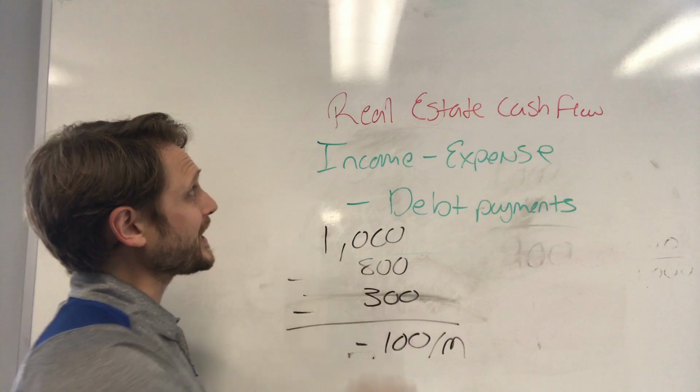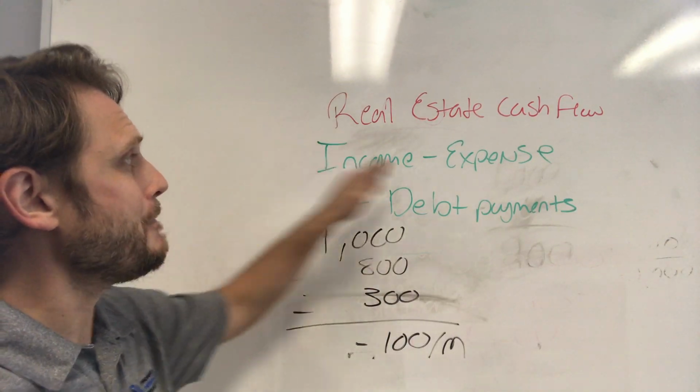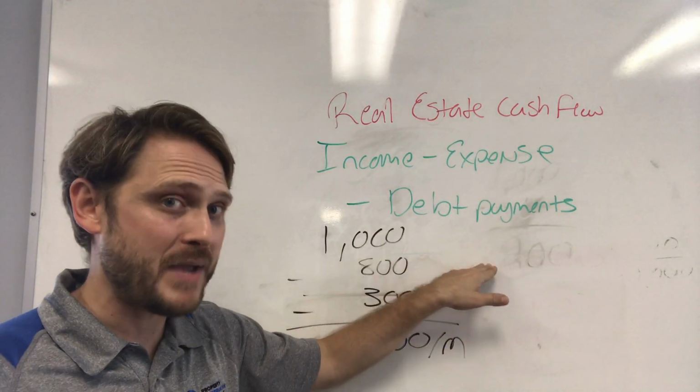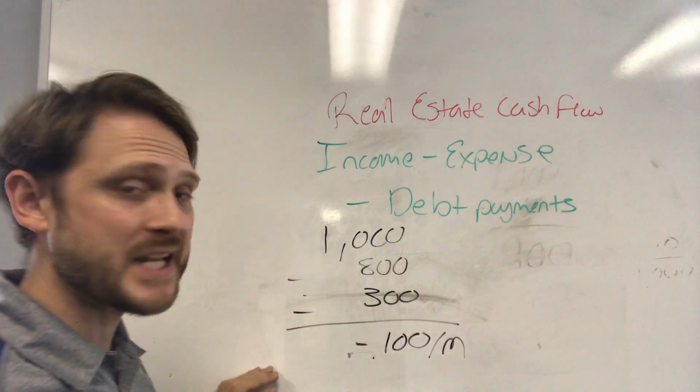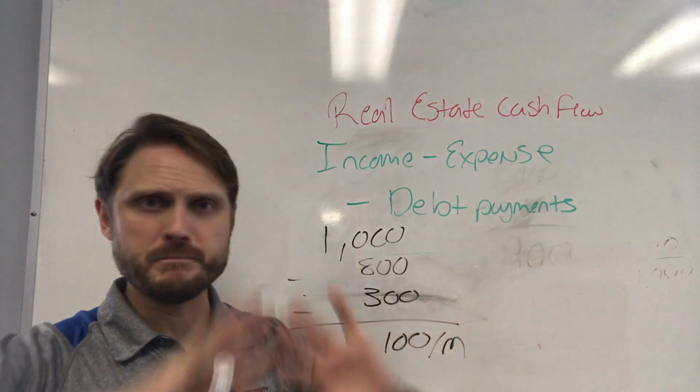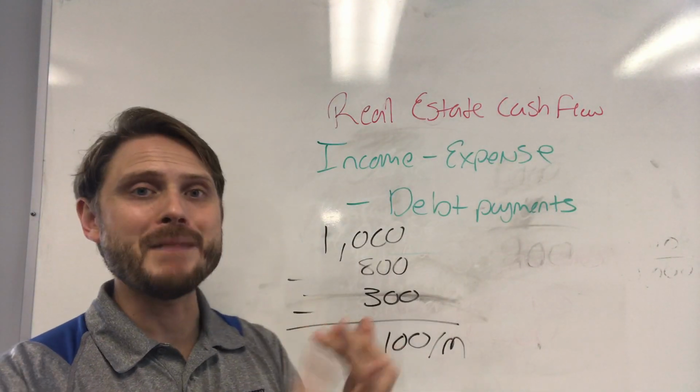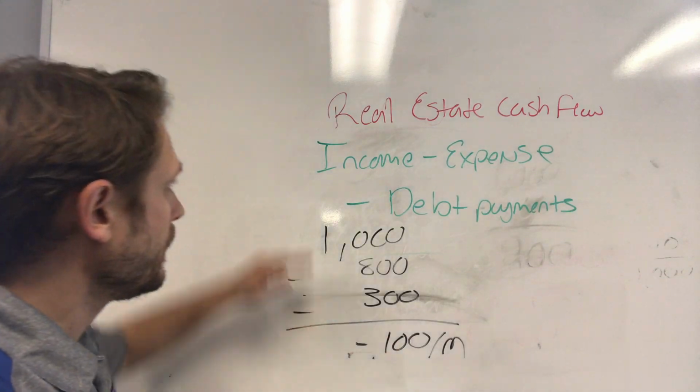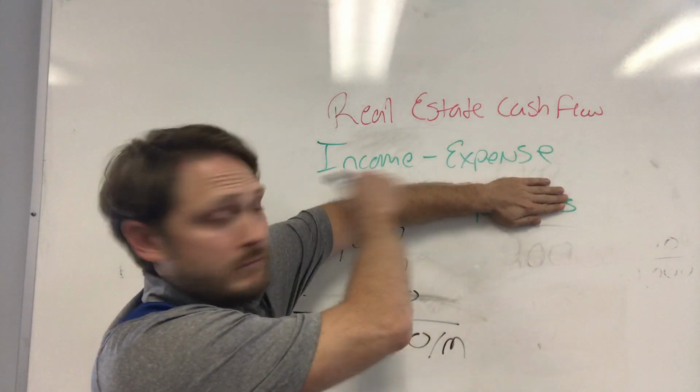So anyway, like I said, guys, real estate cash flow is income minus expenses minus debt payment. And here's your example, and cash flow for just a business in general is income minus expenses. Now, what's this in real estate? We're going to go over that next.